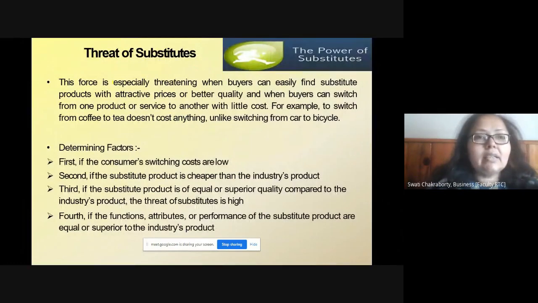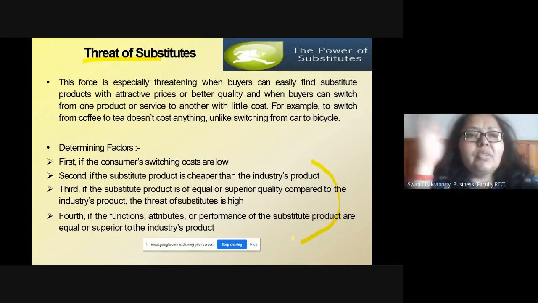Next factor is the threat of substitute products. When buyers can easily find substitute products with attractive prices or better quality, they switch from one product or service to another with little cost. An example is when people shift from coffee to tea, which doesn't cost much.